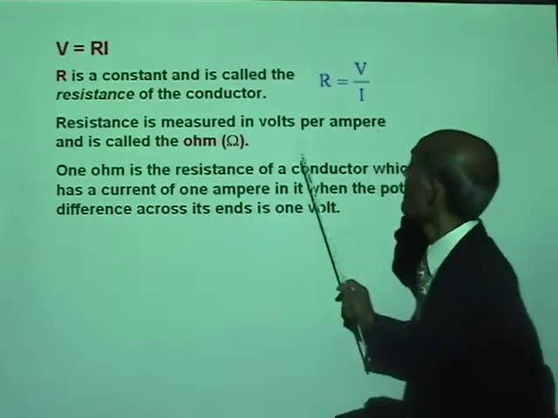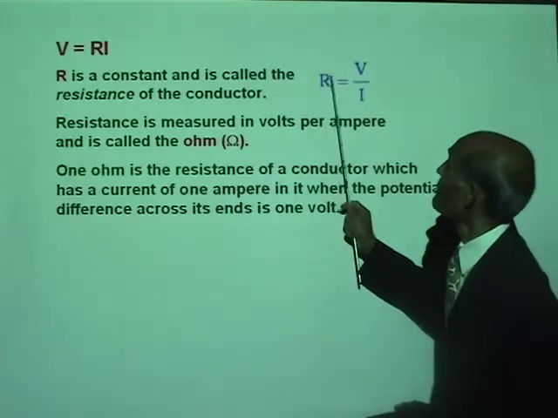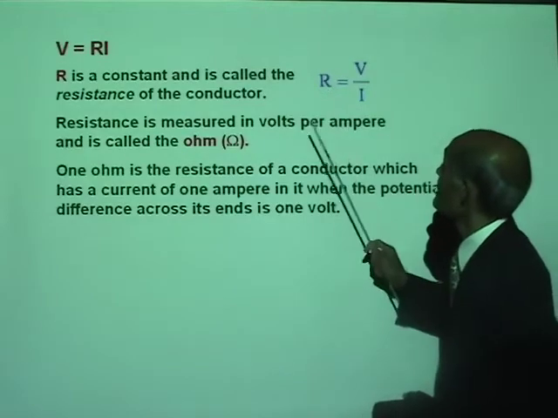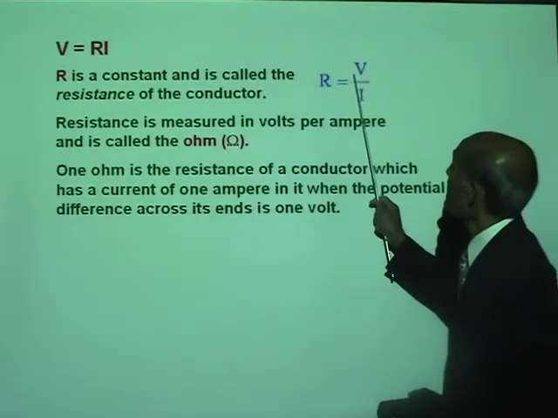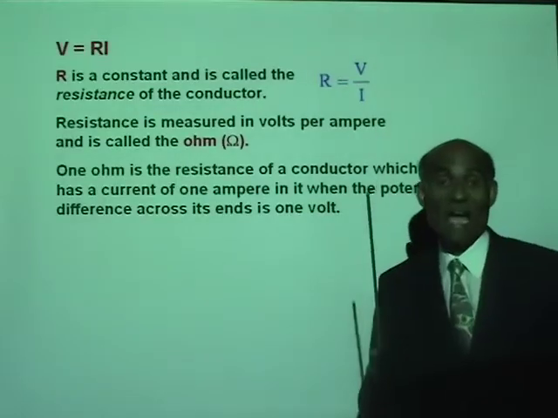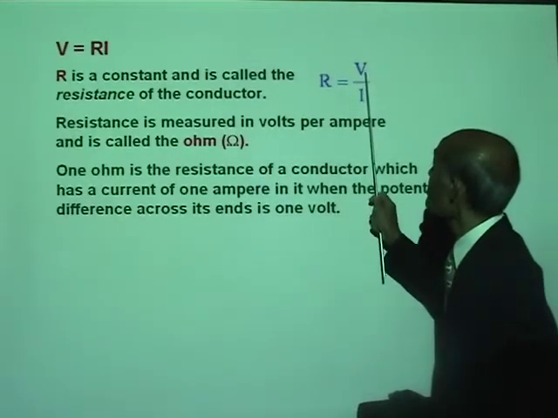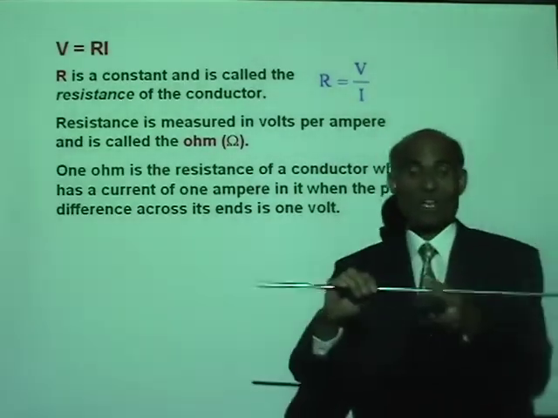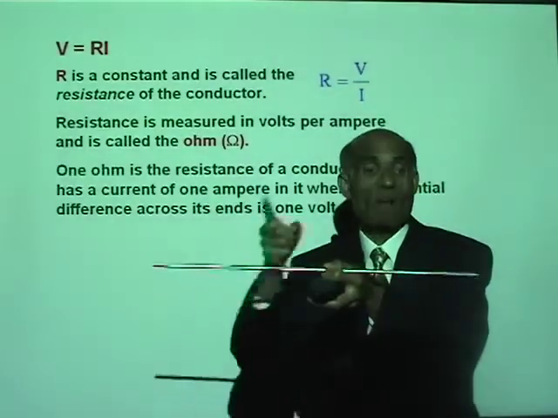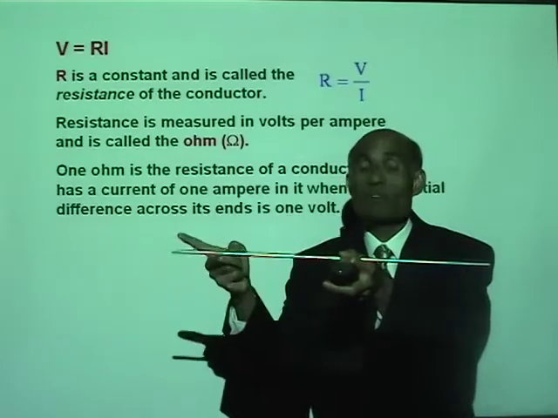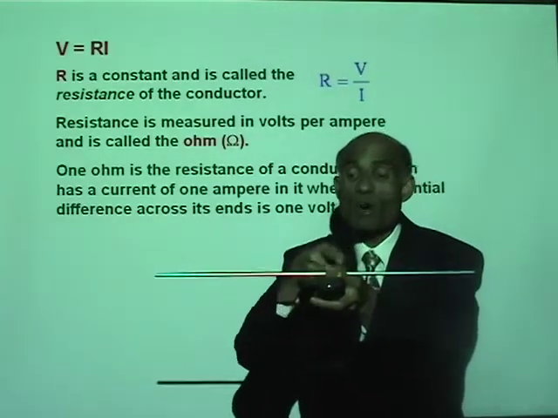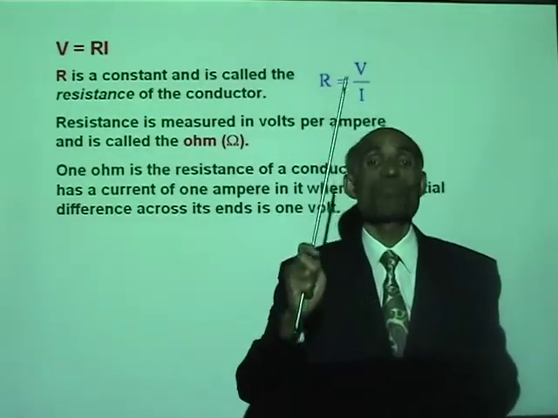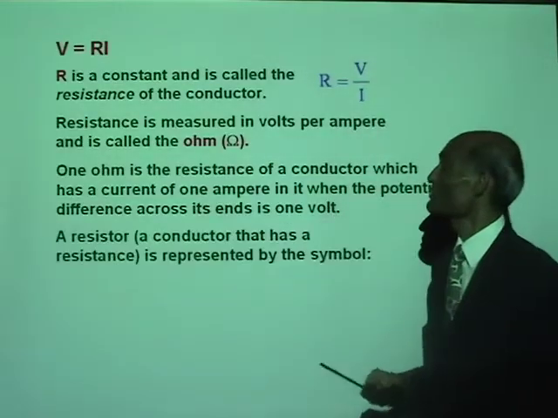Now 1 ohm, tell me, what is the definition of 1 ohm? 1 ohm is the resistance of that conductor which, when it has a potential difference of 1 volt, will have a current of 1 ampere flowing in it. In other words, if I have a potential difference of 1 volt across this conductor, and if that 1 volt will make a current of 1 ampere flow in this conductor, then the resistance of this conductor is 1 ohm. That is the definition of an ohm.